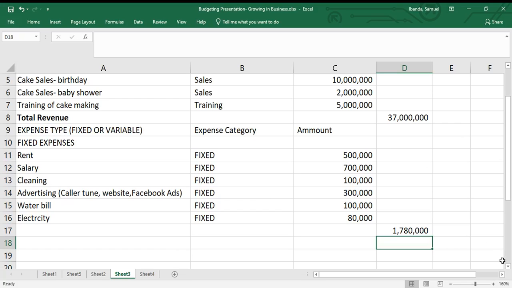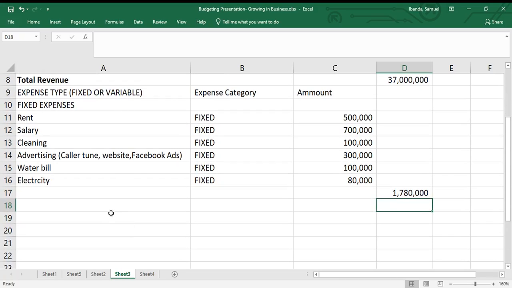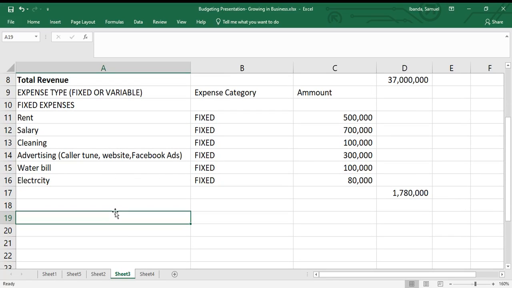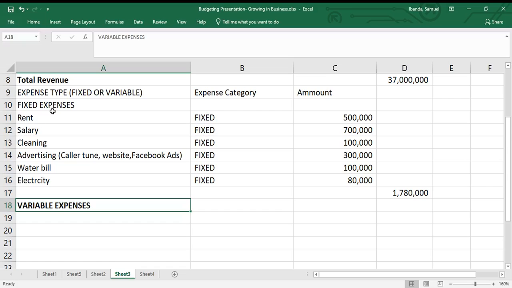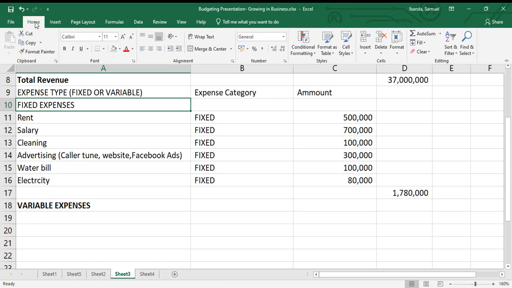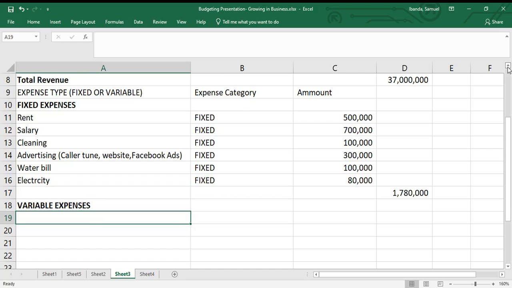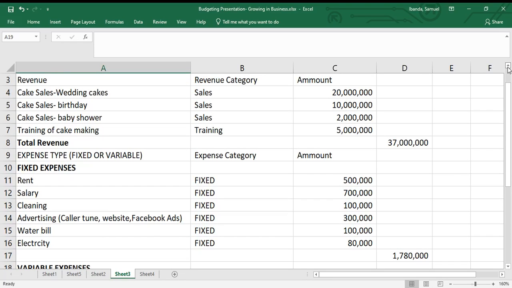Okay, so that is what I have in terms of my fixed expenses. And then I'll come to my variable expenses here. Now under my variable expenses, mine is to look at what are some of those expenses that I'll need in order to serve the clients I've shown here in terms of the wedding cakes, the birthday cakes, the baby shower, and then the training.